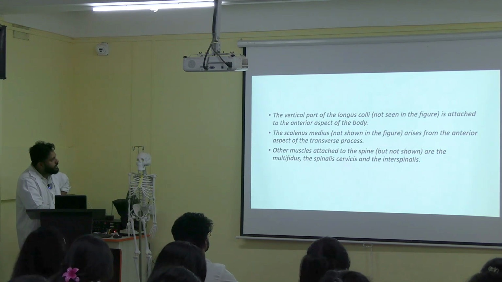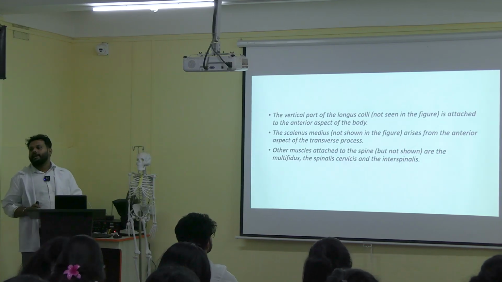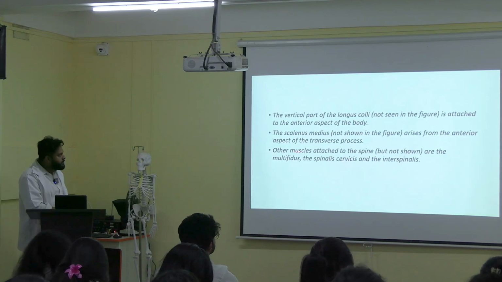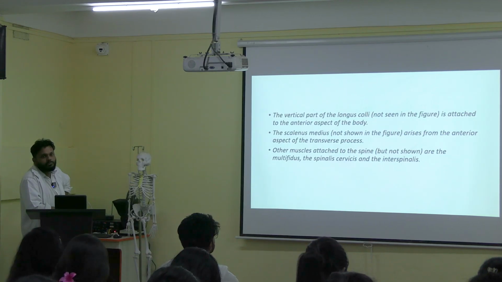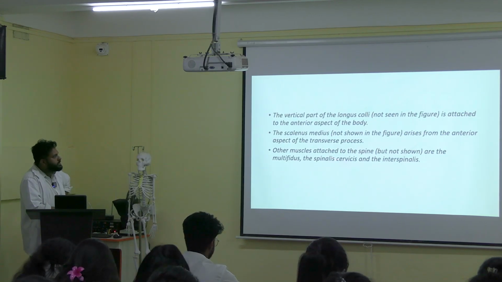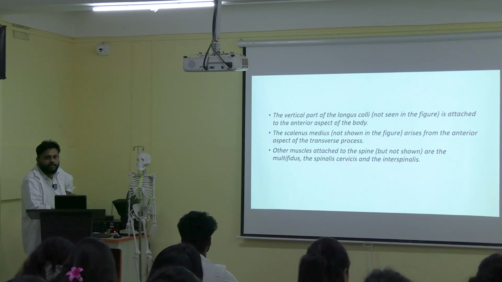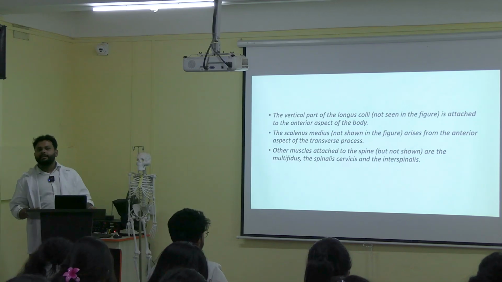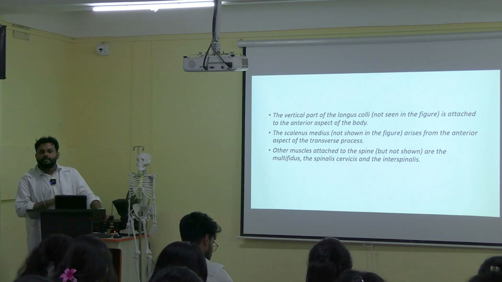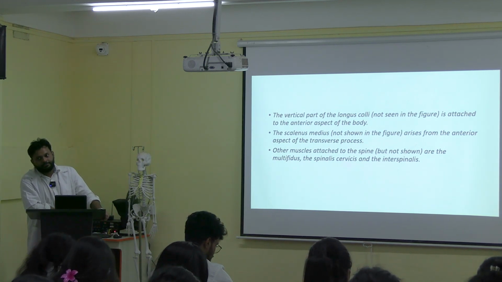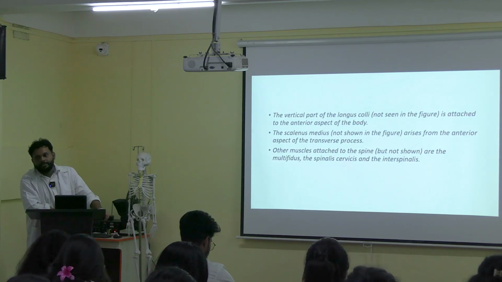The scalenus medius arises from the anterior aspect of the transverse process. And other muscles attached to the spine are multifidus, spinalis cervicis and interspinalis. These muscles are not shown in that picture.